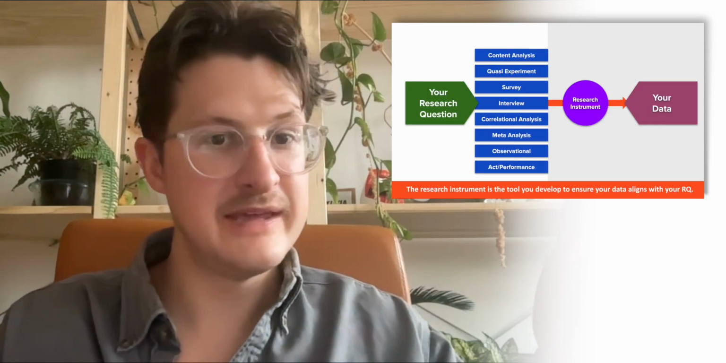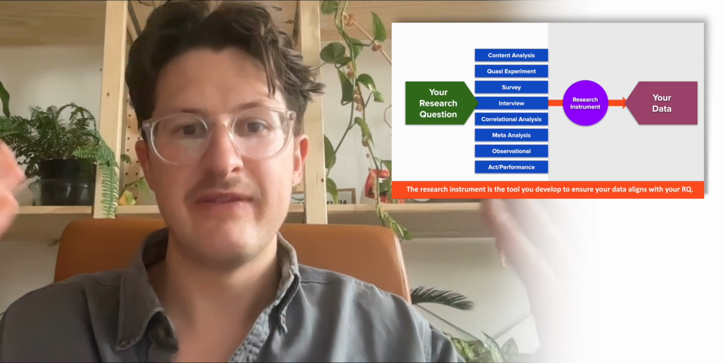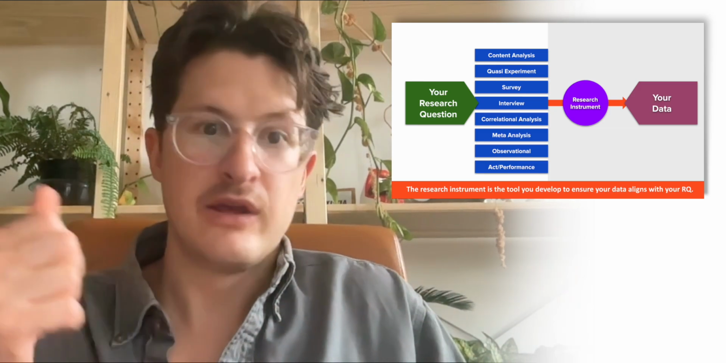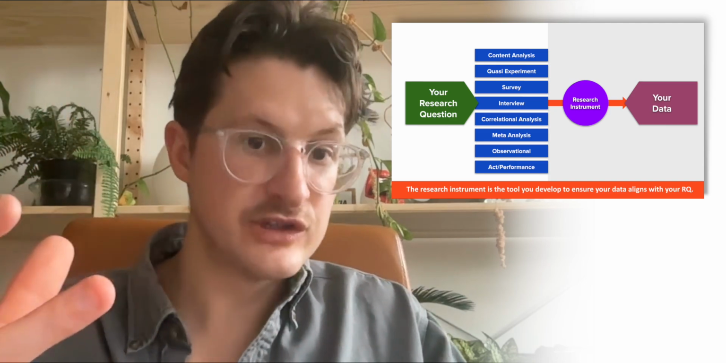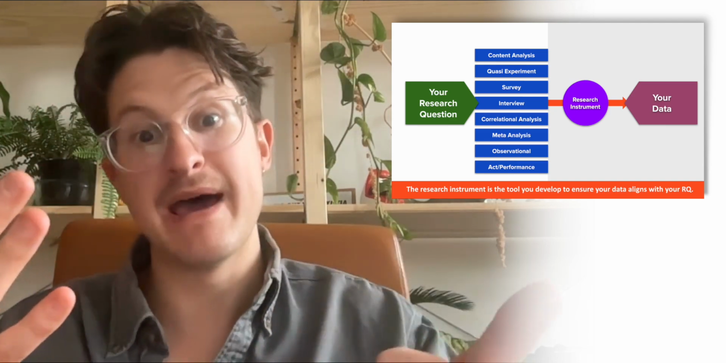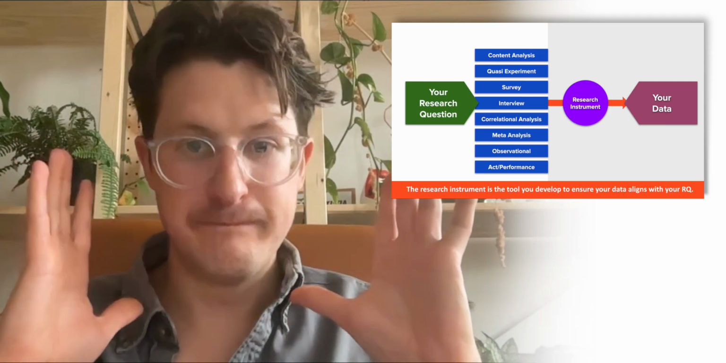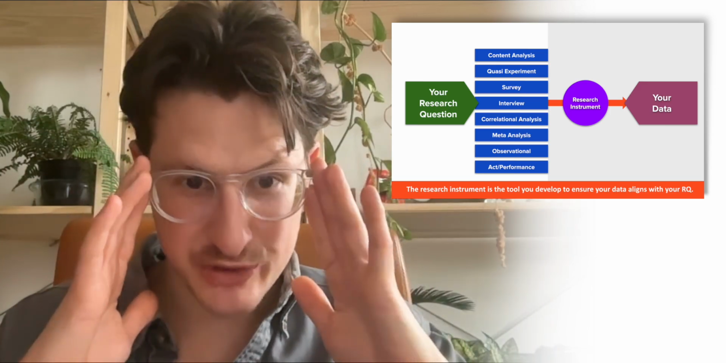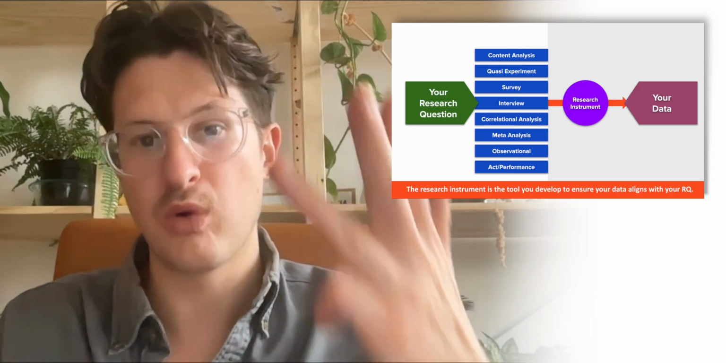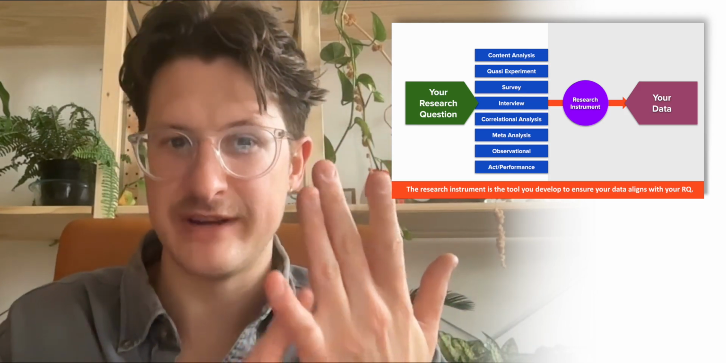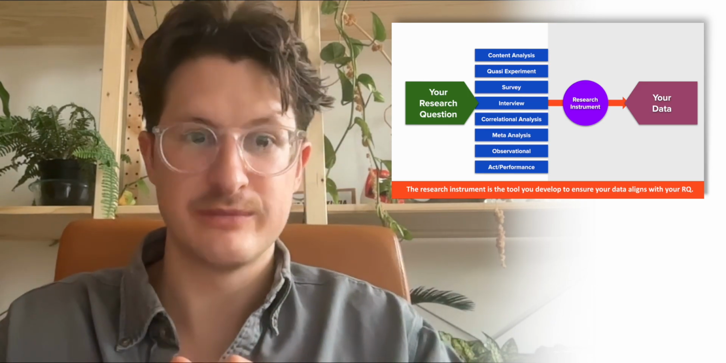Here you can see these are the most common methods. The student, of course, starts with their research question, and then these blue methods are the most common. You've got content analysis, quasi-experimental, survey, interview, correlational analysis, meta-analysis, observational, and then, of course, an actor performance. By and large, I encourage most students to pick survey, interview, content analysis, or correlational analysis, sometimes observational, but these are certainly the easiest to do and to make sure it's reproducible.